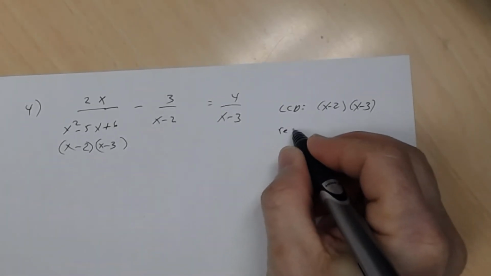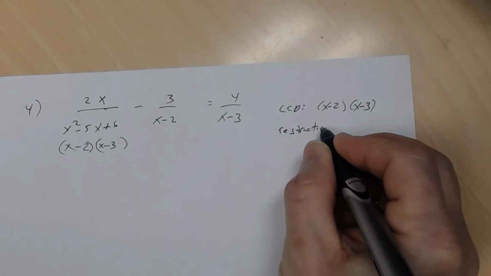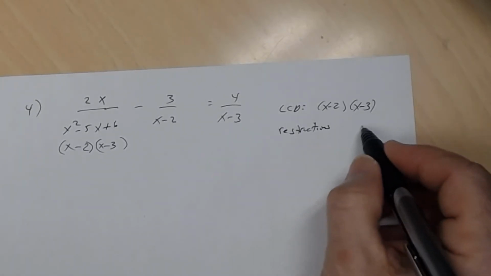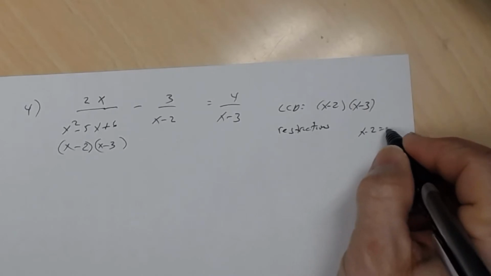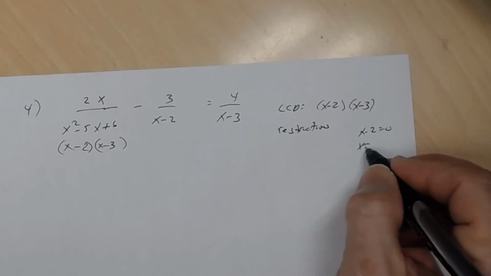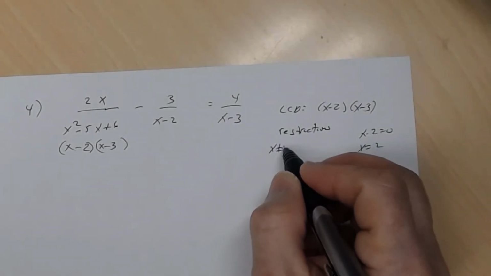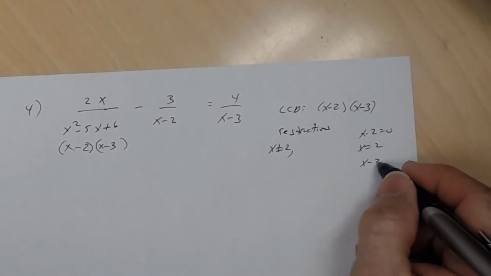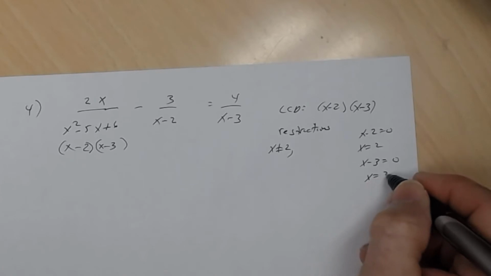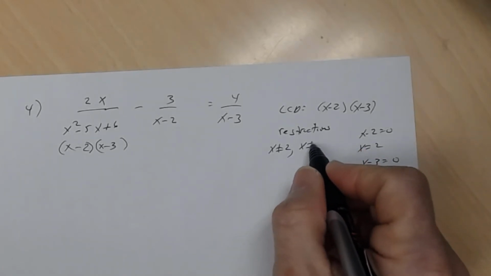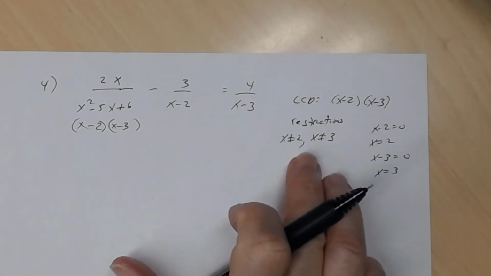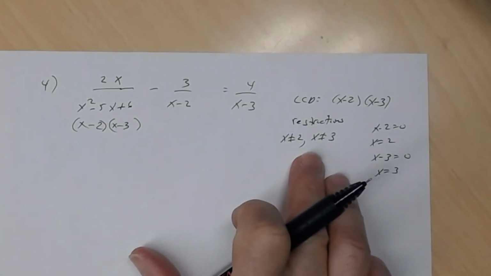Now before we go on, let's find the restrictions. Once you find your LCD, your restrictions are easy. Just look at your factors. Basically you say x minus 2 equals 0, and you solve for x. So x is 2. Your restriction is that x cannot equal 2. Now do the other one, x minus 3 equals 0, so x is 3. So the other restriction is that x cannot equal positive 3. So you have two restrictions, a positive 2 and a positive 3.